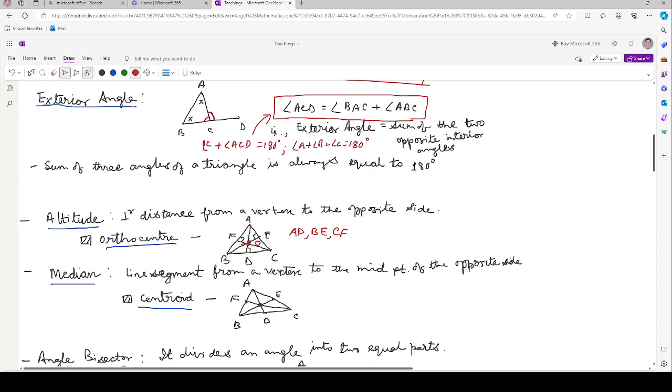Median. A line segment from a vertex to the midpoint of the opposite side is known as a median. Let the midpoint of BC be D, then AD is the median. Similarly, E is the midpoint of side AC, then BE is another median of triangle ABC. And also, if F is the midpoint of AB, then CF is another median of triangle ABC. Right?